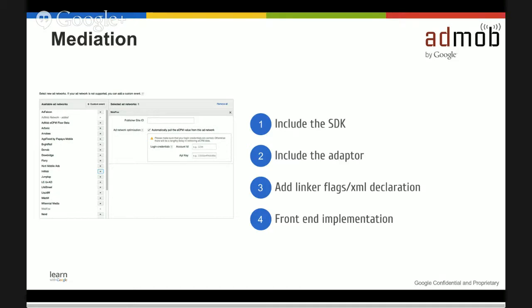Once you've done that, you want to include the adapter, which basically lets our SDK know how to talk to their SDK. Once you've done this, there are a few platform-specific things that you'll want to do. So, for example, in iOS, you'll want to add a couple of linker flags for that. And in Android, you'll want the XML declaration for that SDK. Once you've done that, it's all about front-end implementation. So you'll select which ad network you're using, log in, and enter the platform-specific site ID or ad unit ID. And from then on, you can choose how everything runs from the front end.